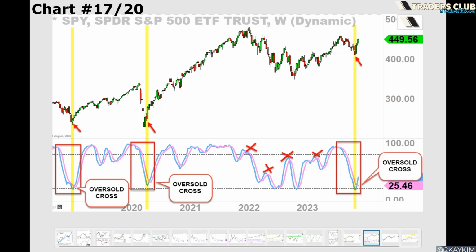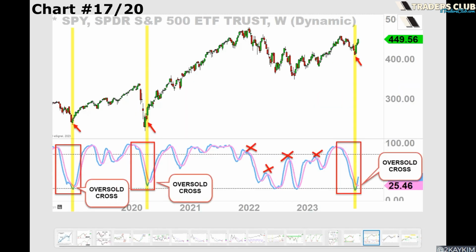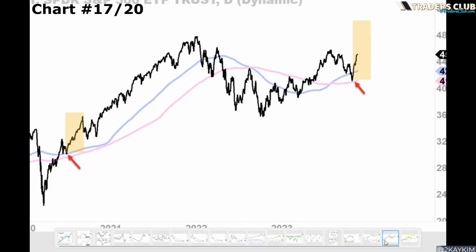This is another spot. This one's a little bit complicated. I don't have time to explain everything. In my blog, twotradersclub.com, I have a blog about it. Go and read about it. I explain all of this.